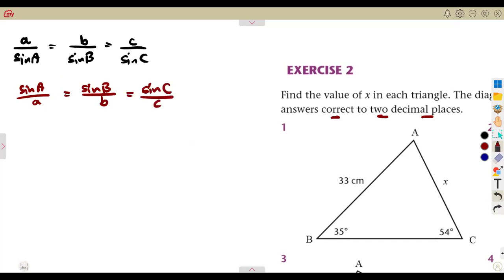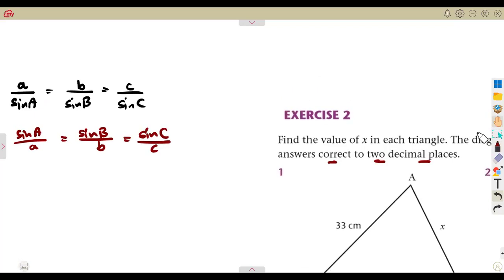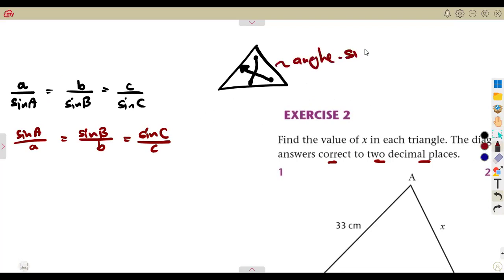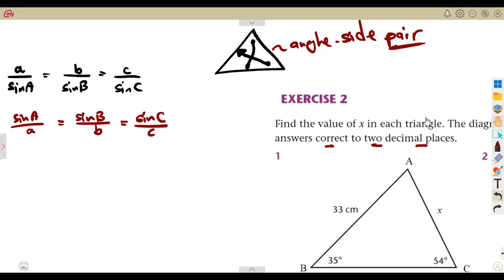Remember, these formulas that we are seeing here, or the rules that we are having, are used on a condition where the angle has a corresponding side, another angle has a side. It's an angle side pair. If that condition is happening of an angle side pair, we can consider the use of the sine rule.